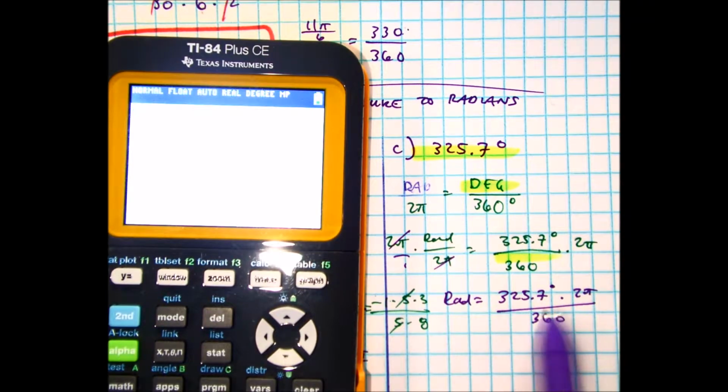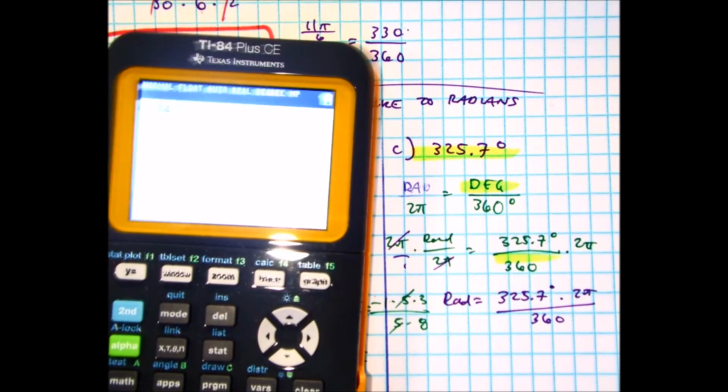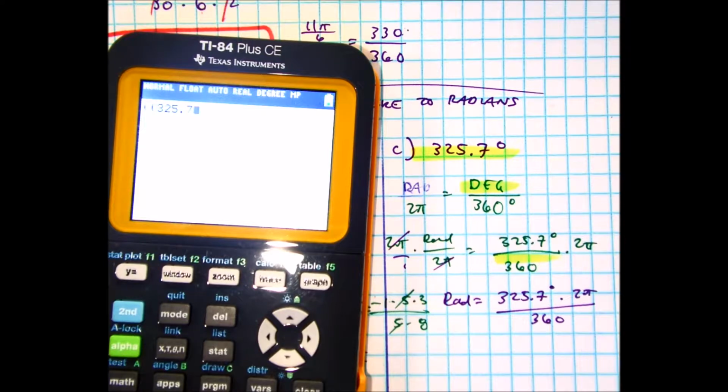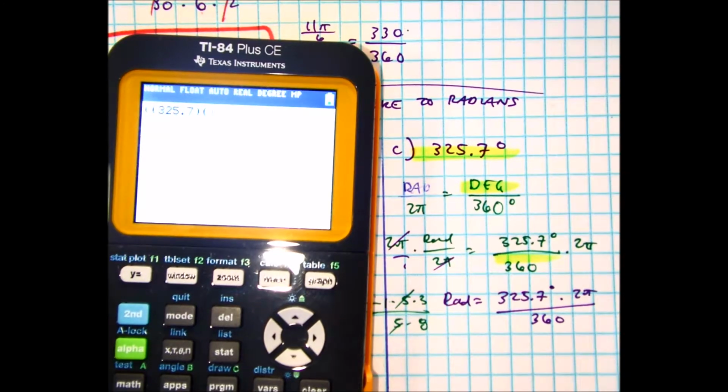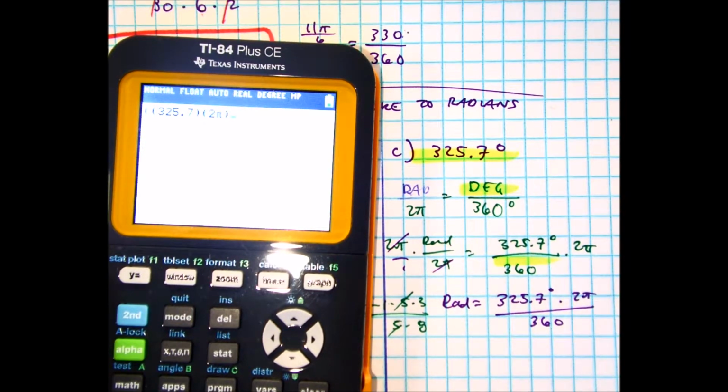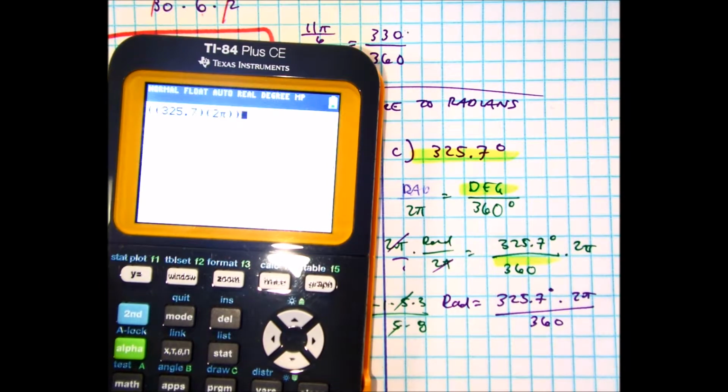And now I'm going to do 325.7. I'm going to use 2 sets of parentheses to show the calculator I know the difference between the numerator and denominator. And for 2 pi, I'm actually going to press the pi button, which is right underneath the clear, and it's in blue. So I have to press second, and then this button, which is a caret, gives me pi. And then I'm going to close my parentheses, and then divide that by 360.